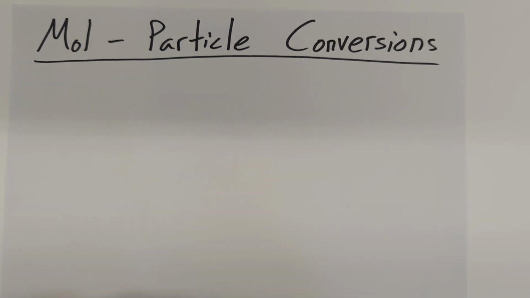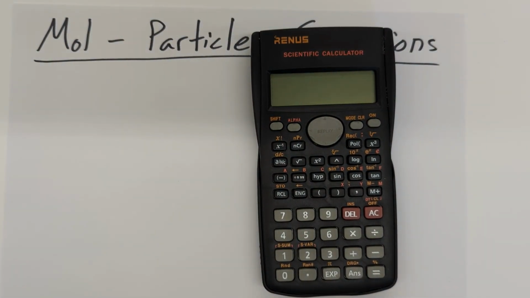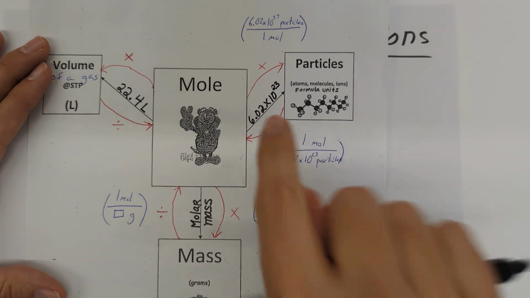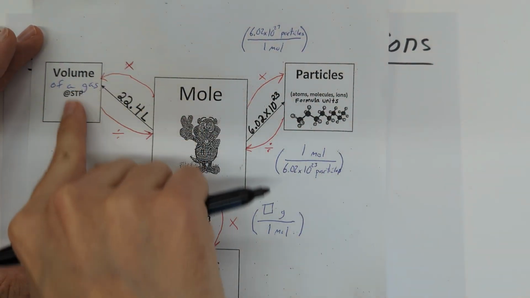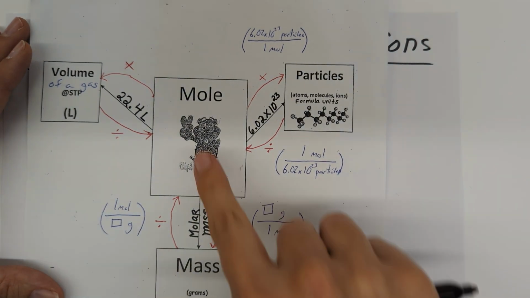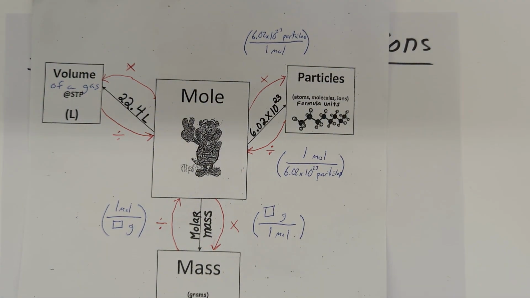In this short video, we're going to talk mostly about mole-to-particle conversions and also how to plug that into a scientific calculator that looks like this one. Moles are useful because they help chemists convert between particles and mass and even volume of gas at STP as well. But in this video, we're just going to be focusing on moles to particles and particles back to moles.